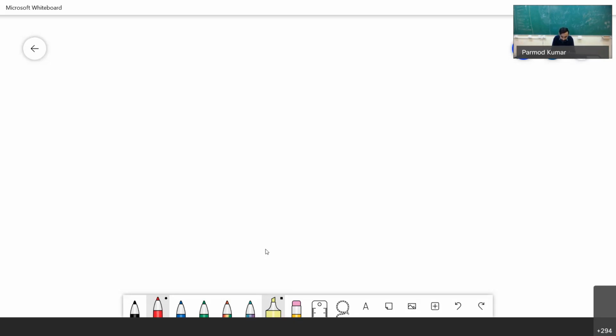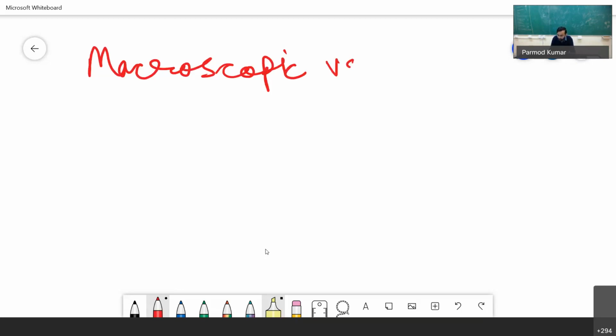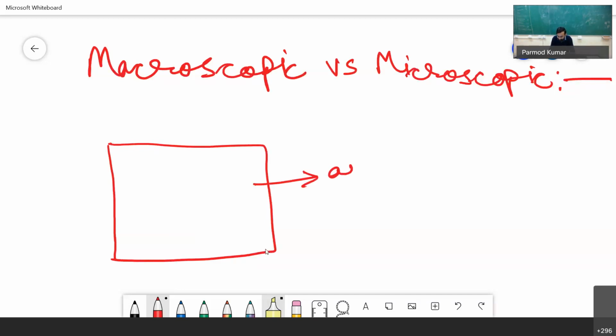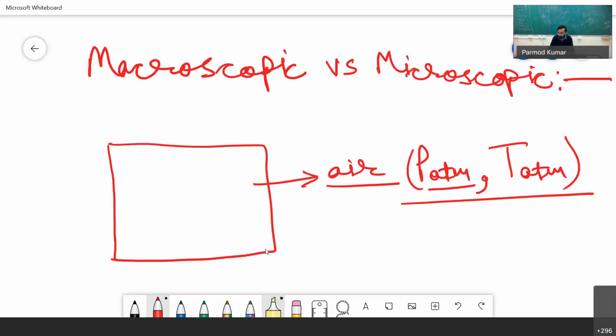When we study thermodynamics, we have two different approaches, that is macroscopic versus microscopic approach. Let us try to see the difference between these two approaches with the help of some illustration. If I say that I have some container, and inside this container I have air filled inside it. Let us consider that this air is at atmospheric pressure and atmospheric temperature, corresponding to whatever our atmospheric conditions are. Now what will be happening when we have air inside this container?